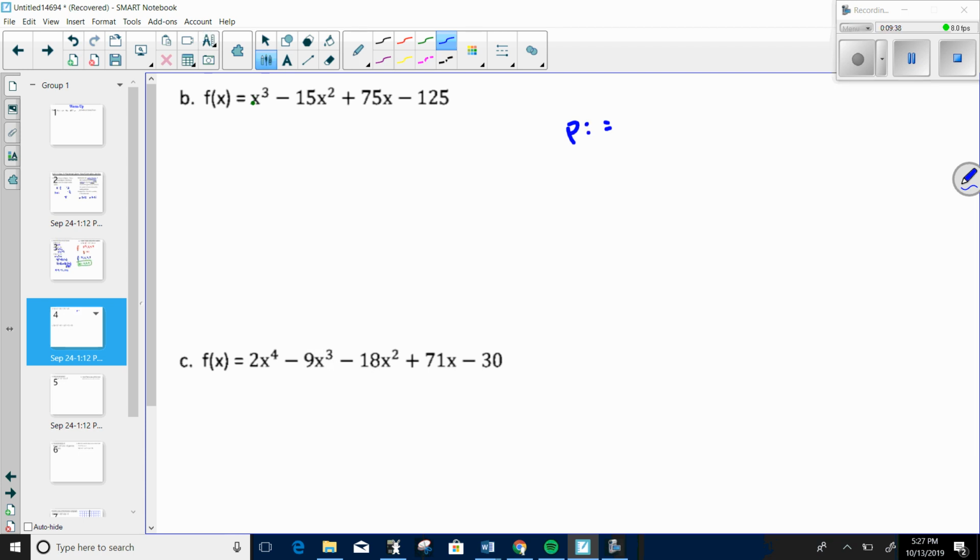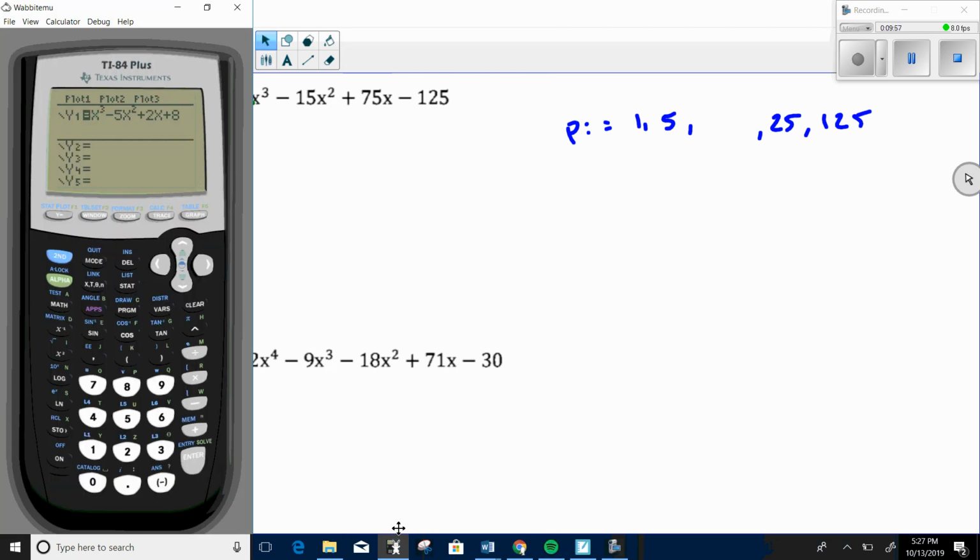So p, the factors of 125 would be 1 and 125. 2 doesn't work. 3 I don't believe works. I know 5 does. And I think that might be it. 125 is not one that has a bunch of factors. Now how do you figure that out? What you do is you bring out your calculator, and you just start running through there.